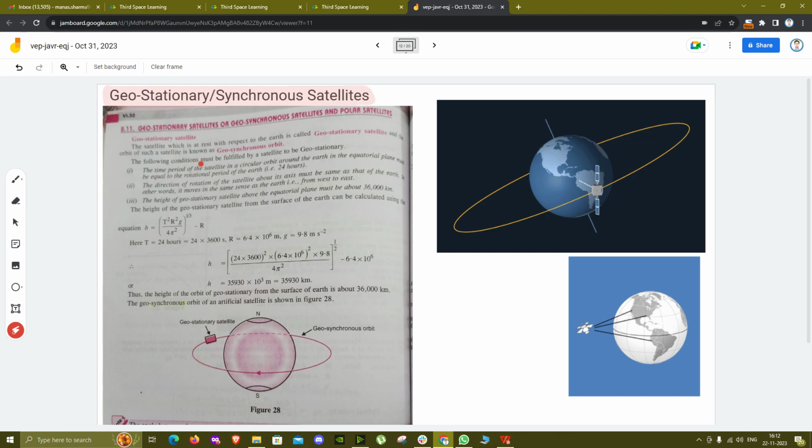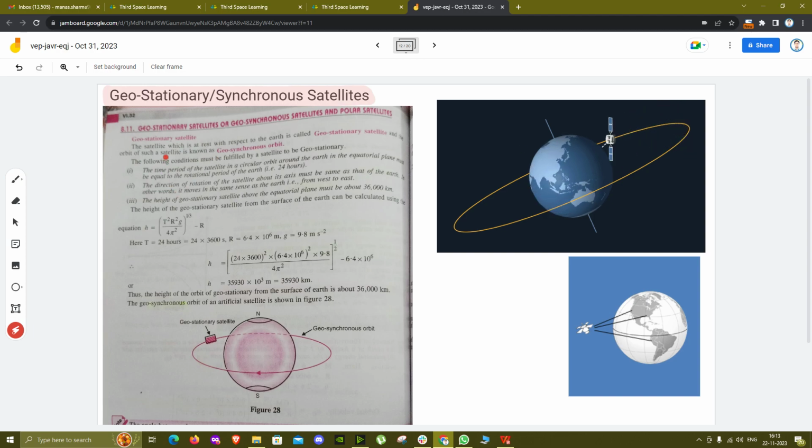So a satellite which is at rest with respect to the Earth is called a geostationary satellite, as the name suggests. Geostationary, or synchronous. It is in synchronization with the rotation of the Earth. Okay, the revolution of the satellite is in synchronization with the rotation of the Earth. That's why we can say synchronous as well. So there are some following conditions which a satellite must follow so that it becomes a geostationary satellite. Otherwise, it won't revolve like this.